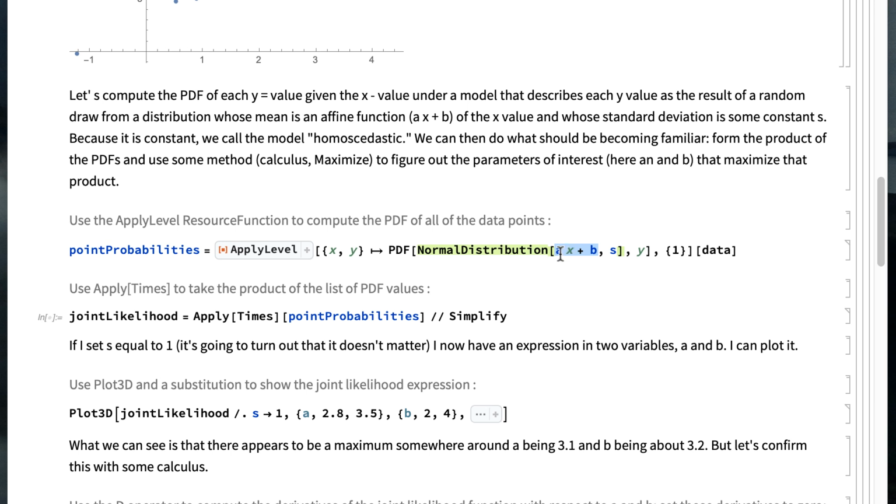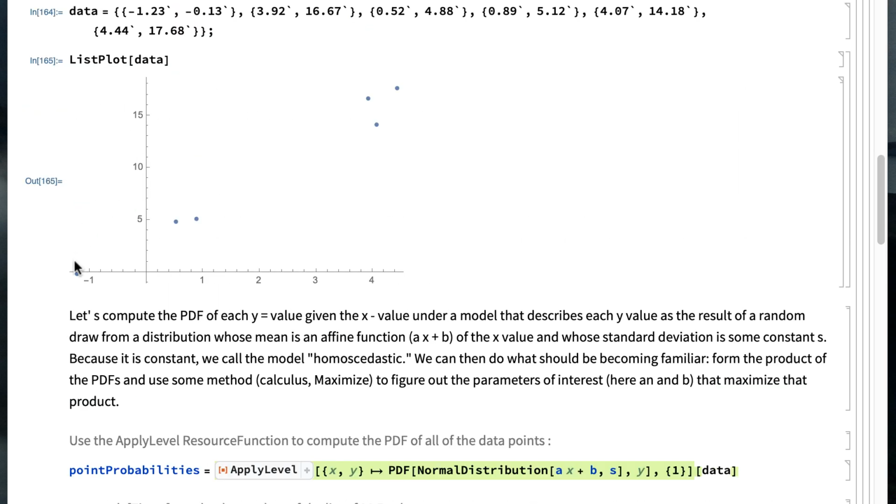How rapidly does it change? Well, that depends basically on A. What's the mean when x is 0? That's B. So the idea is that we have a PDF function whose distribution is responsive to the x value. And now what we're going to do is take our data and compute the PDFs for each of the points. Okay, so I'm going to do that now.